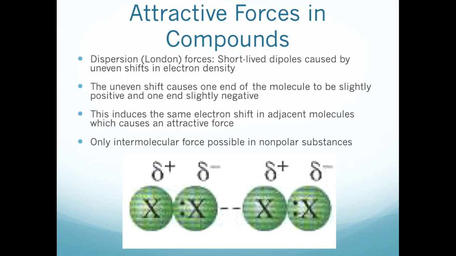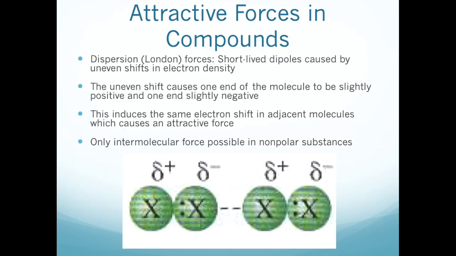Now that being said, the larger your molecule, the more electrons you have to play around with, the more electrons you can squish to one side, and therefore the more this effect increases. So that's why it's possible to have nonpolar molecules that do have higher melting points and boiling points, because they have so many electrons to play around with.